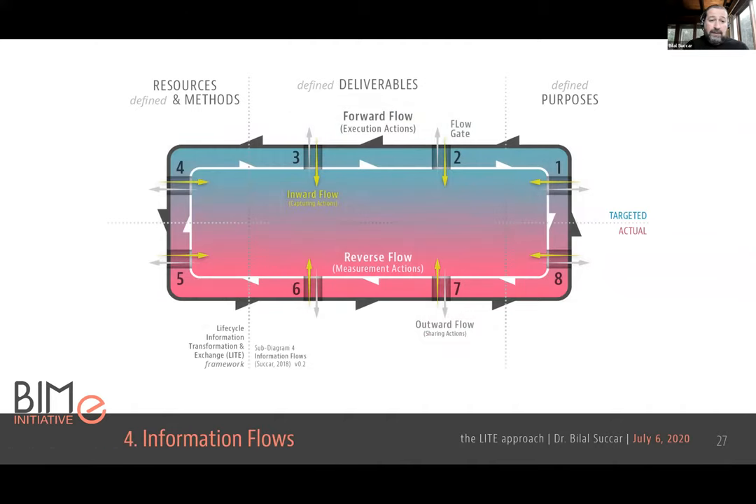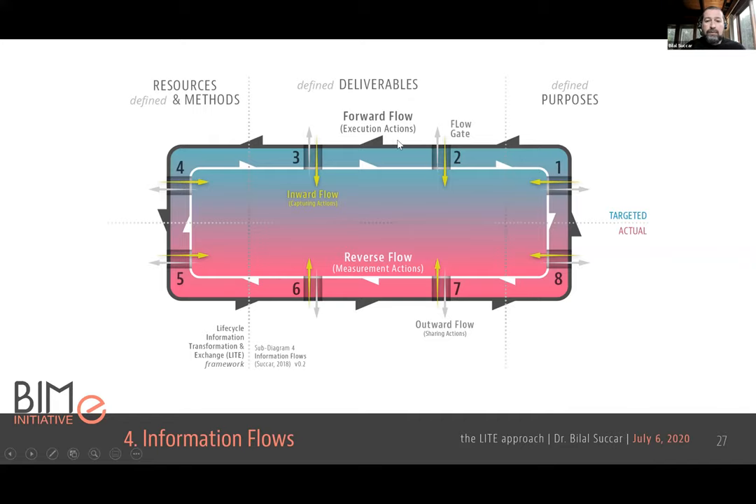I think I'm eating through the time, so I'm going to speed up a bit. The idea now here in information flow four is that when we go through these milestones from 1 to 8, we go through gates, and these gates control the flow of information. And the framework defines four different flows that need to be controlled.